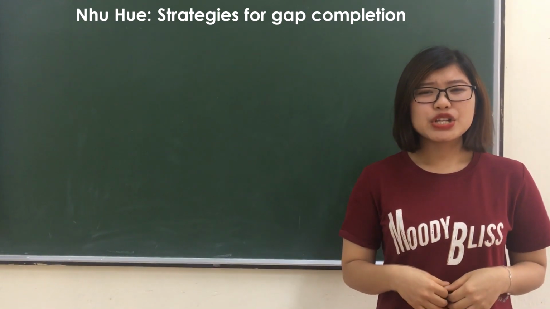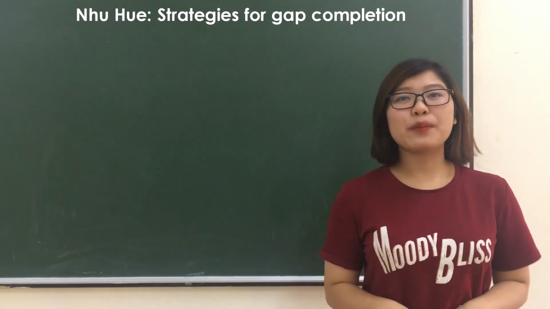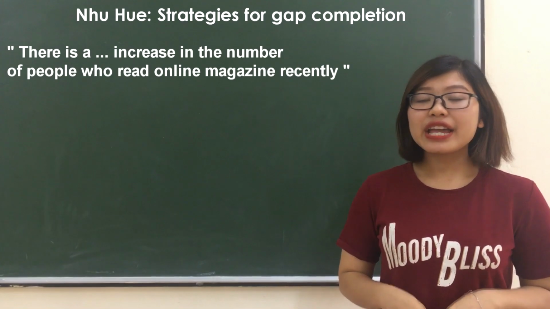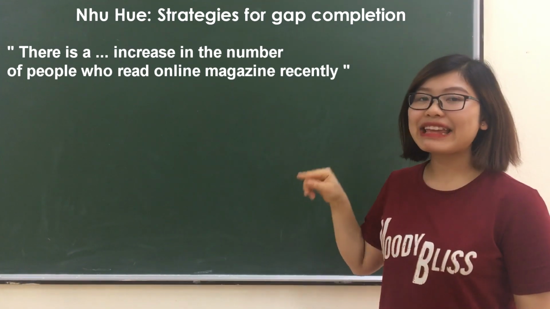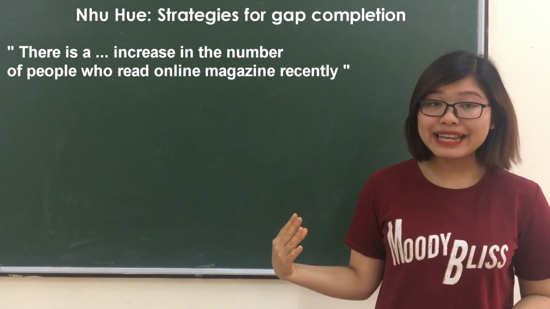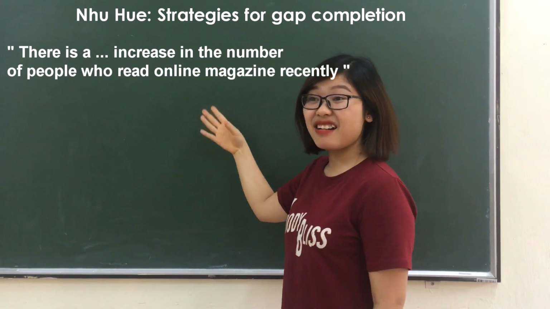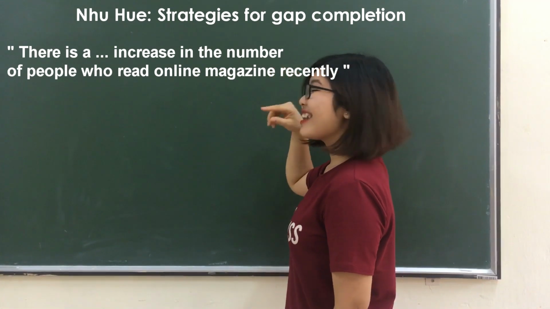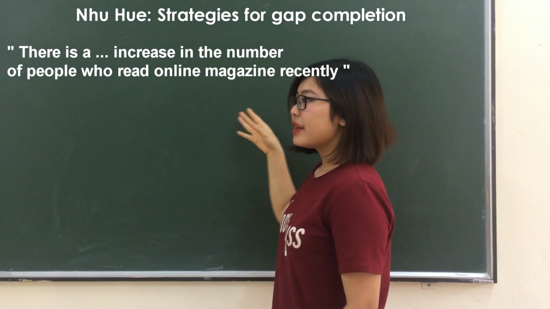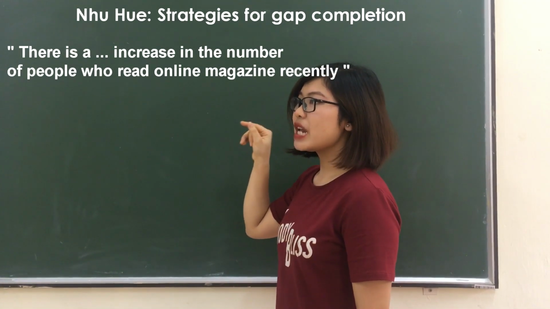In the way you can almost know what you need to do. Here in an example, I have a sentence. There is an increase in the number of people who read online magazines recently. And you can see that before the gap is "an" and after the gap is "increase". And from that you can know that the word should be an adjective.